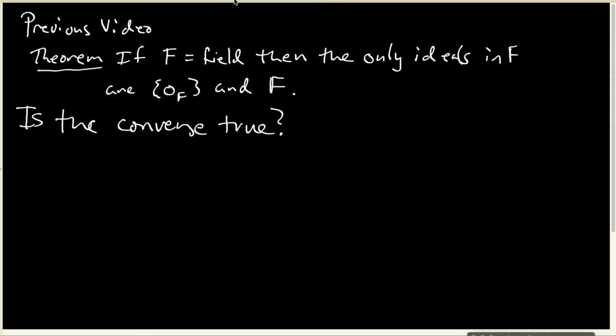In the previous video, we proved a theorem that says if F is a field, then the only ideals in F are the trivial ideals, 0 and the field itself. In this particular video, I want to look at answering the question, is the converse of this theorem true? But the first thing is we have to figure out how to state the converse. So let's look at how to state the converse.